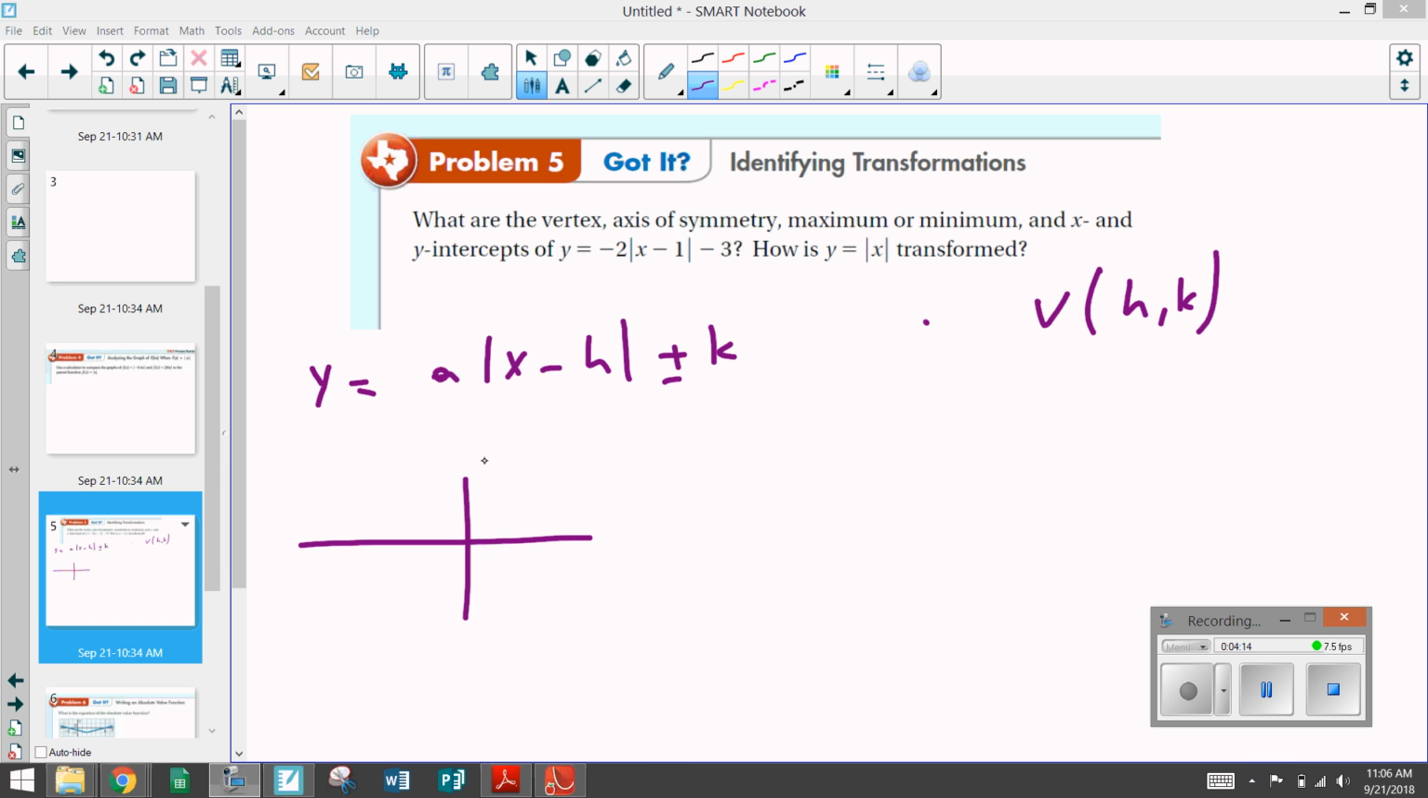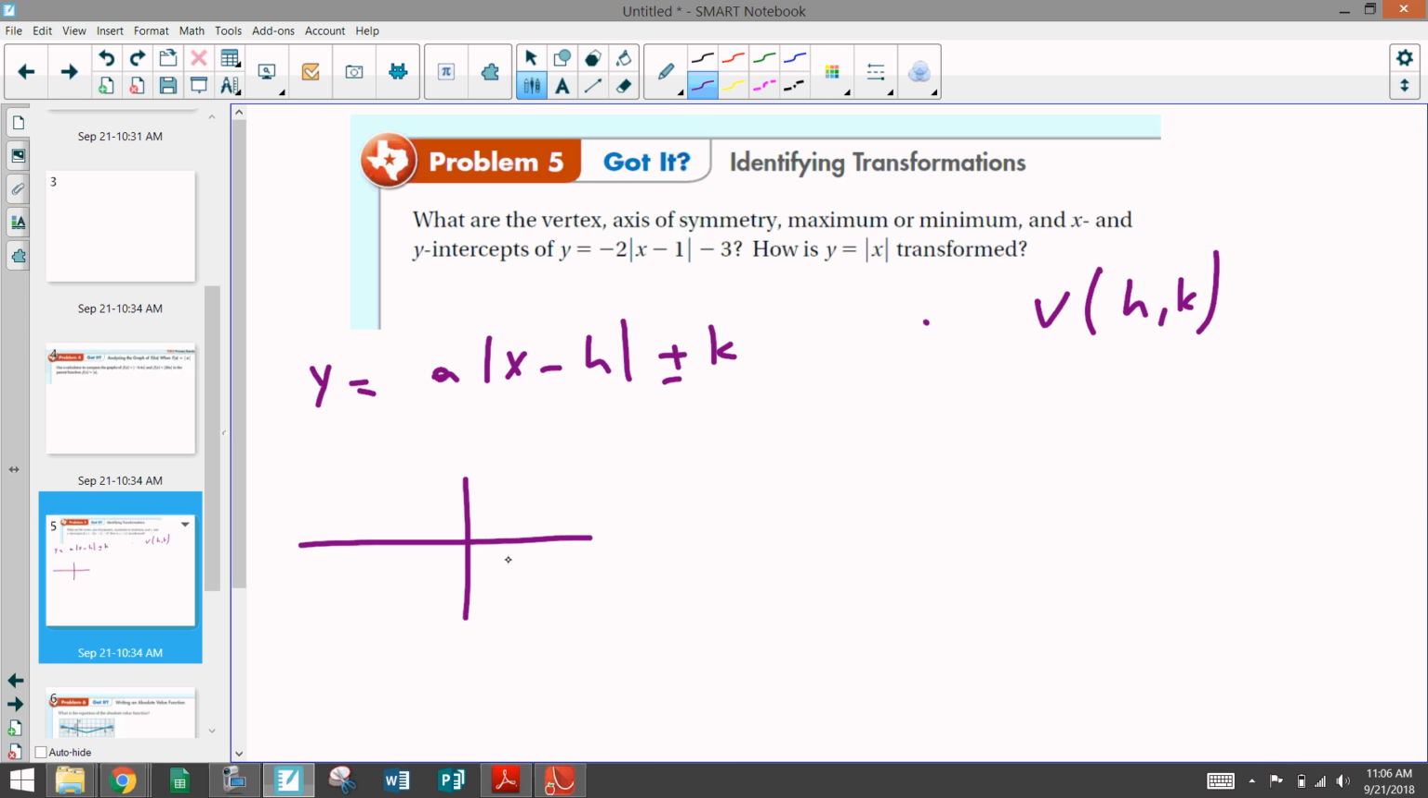We define the vertex as the corner of the graph. This is a vertex, for example. Another example, let's say this is 3 and 2. This is the point 3 and 2. We call this point a vertex. Is that clear? The corner is the vertex.